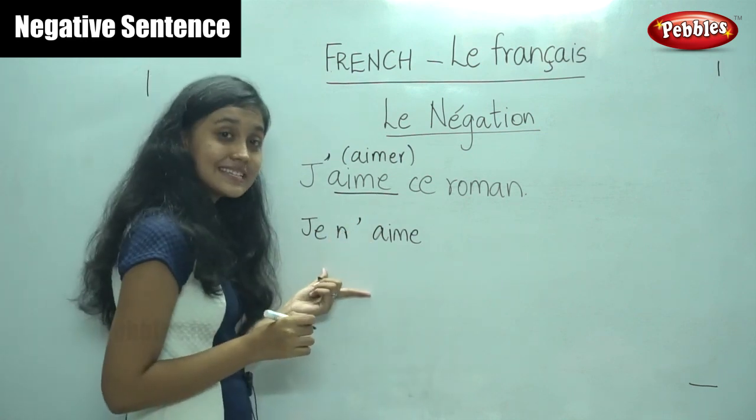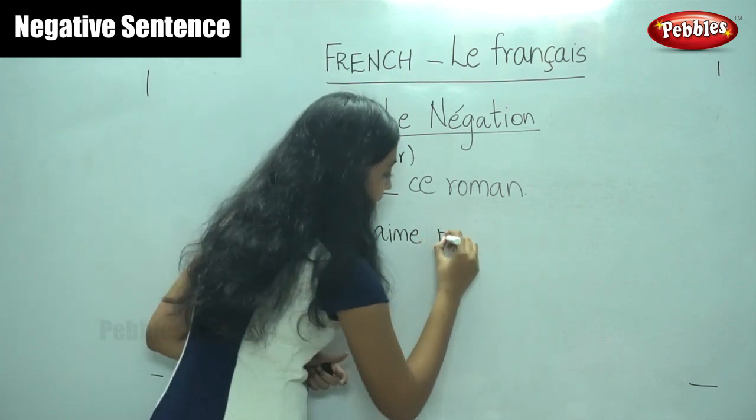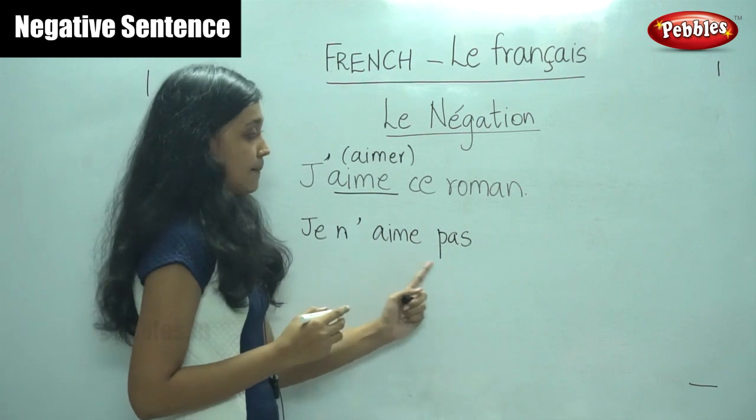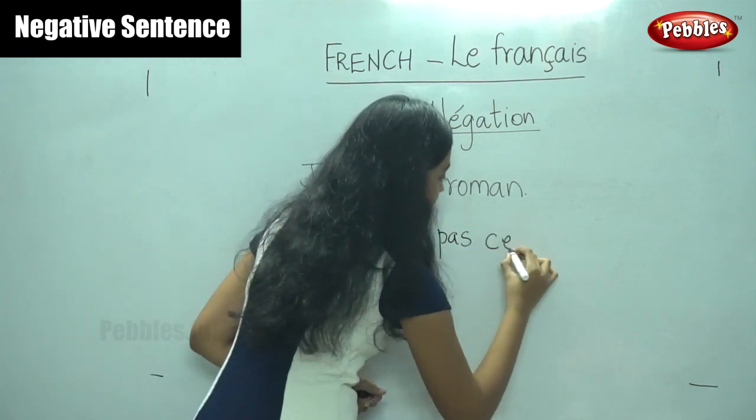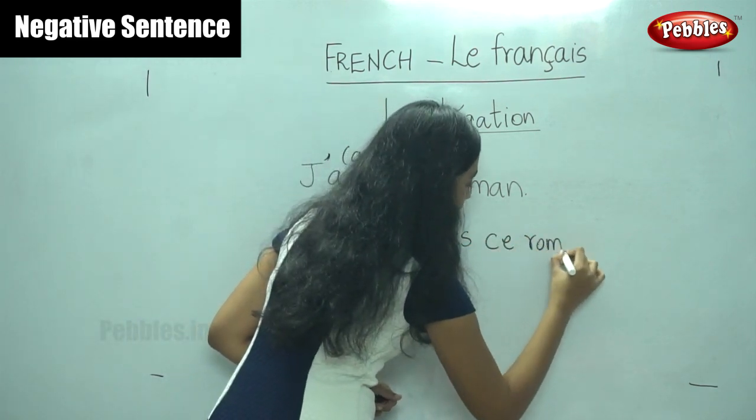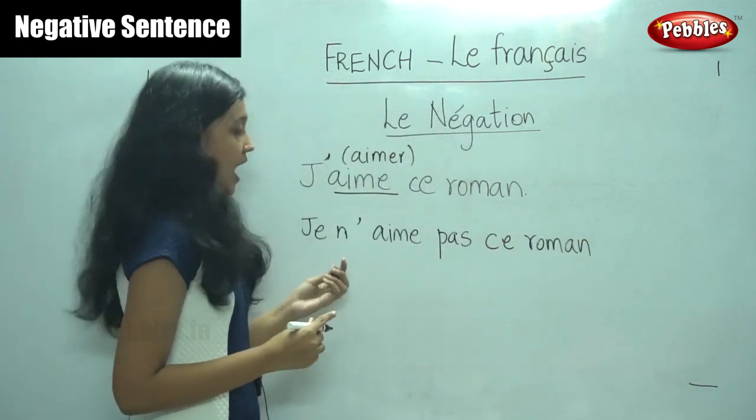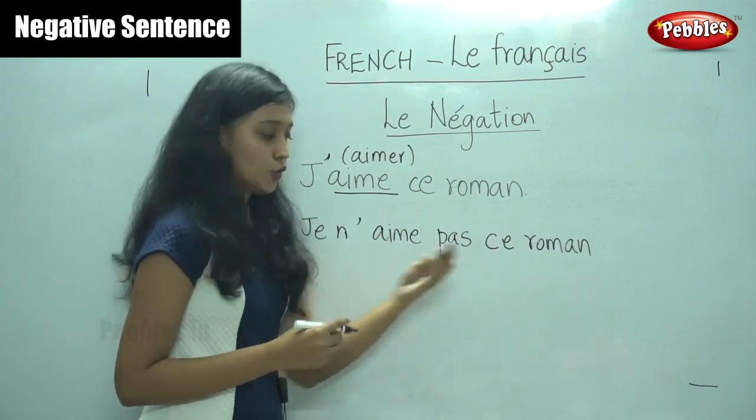So, what is the next step? We have to place pas after the verb. So, je n'aime pas ce roman. I do not like this novel.